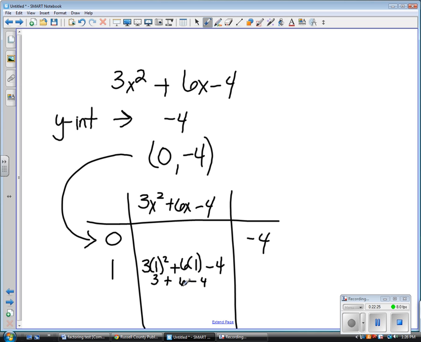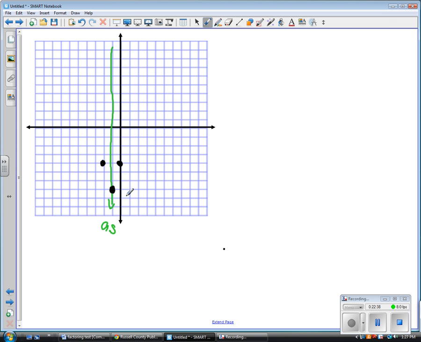So what's 3 plus 6? 9 minus 4. So y is going to be 5. If I go back to my graph, point 1 is going to be at 5. 1, 2, 3, 4, 5. Again, because of my axis of symmetry, this is 2 points away, so I have a point on the other side 2 points away.